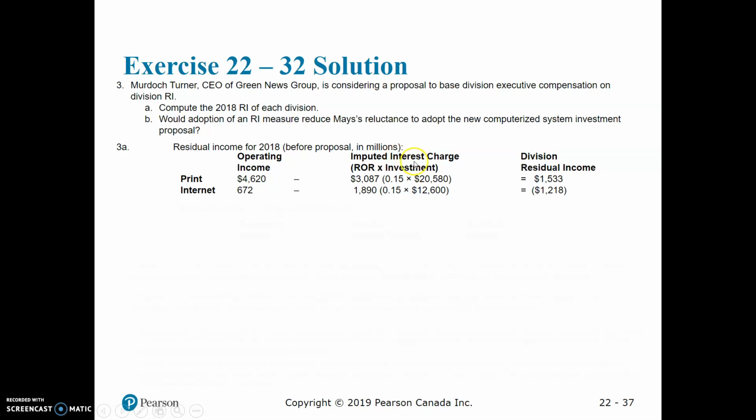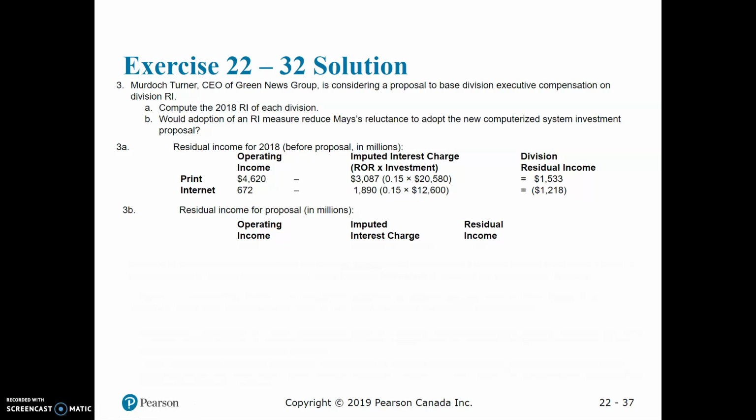For the internet division, the operating income is $672. To calculate the imputed interest charge, we know that the required rate of return is 15% times the investment of $12,600, which results in $1,890. When we subtract $1,890 from the operating income of $672, the division's residual income is actually negative $1,218.